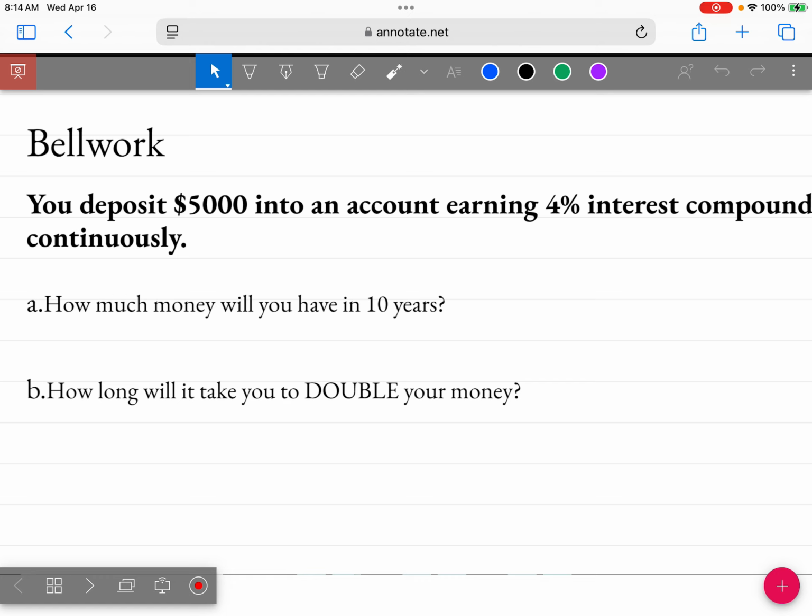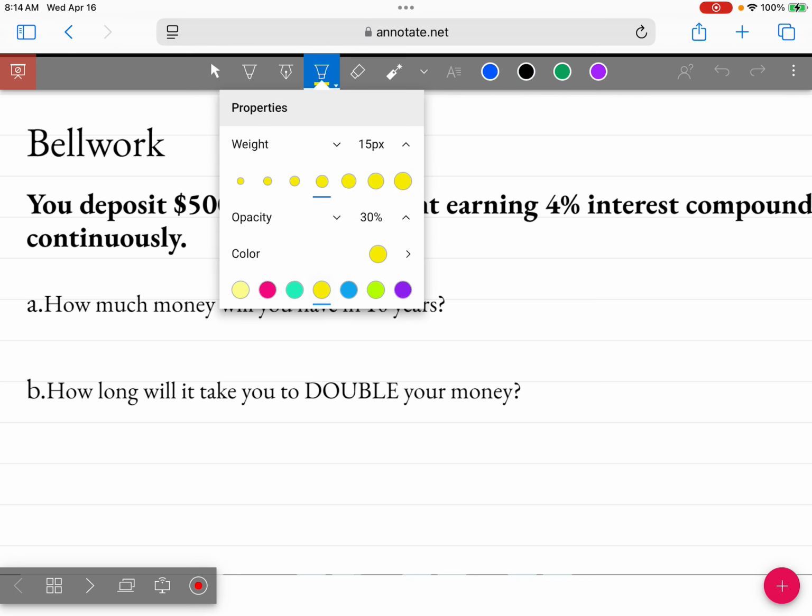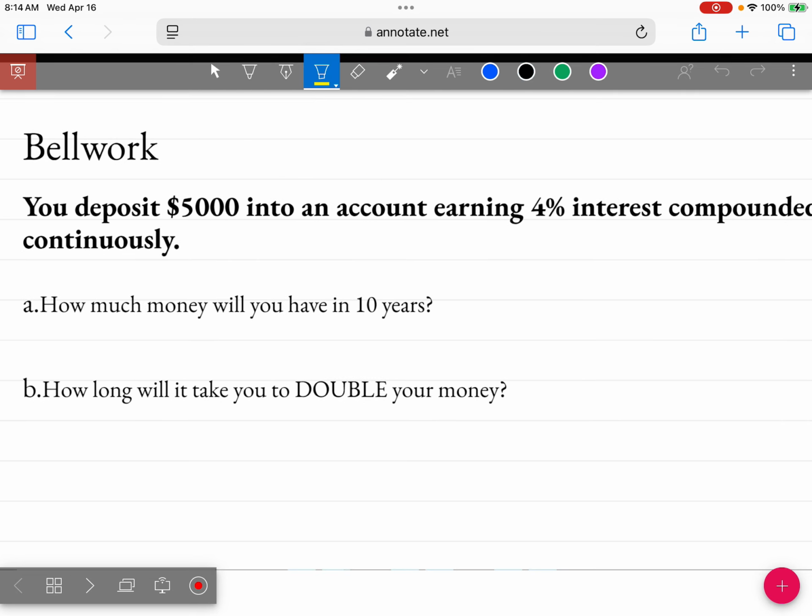If you deposit $5,000 into an account earning 4% interest that's compounded continuously, we have two questions for you. How much money will you have in 10 years, and how long will it take to double your money? So what is the first thing we notice here? The 5,000. What's this piece going to be? Yeah, that will be our initial amount, the amount in our account, our principal.